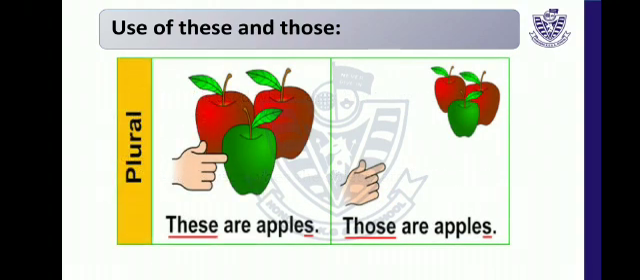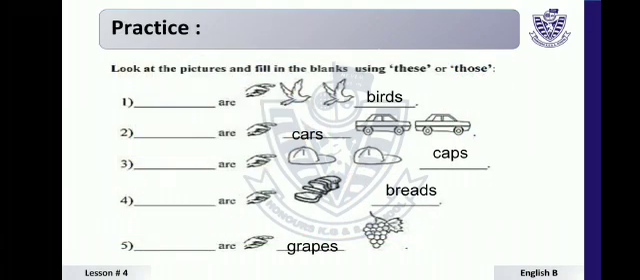For example, in this picture, there are more than one apple, and apples are near the speaker. So we will write here, these are apples. And in this picture, apples are far from the speaker, and there are also more than one apple. So we will write here, those are apples. Now let's start its practice. Look at the pictures and fill in the blanks using these or those.